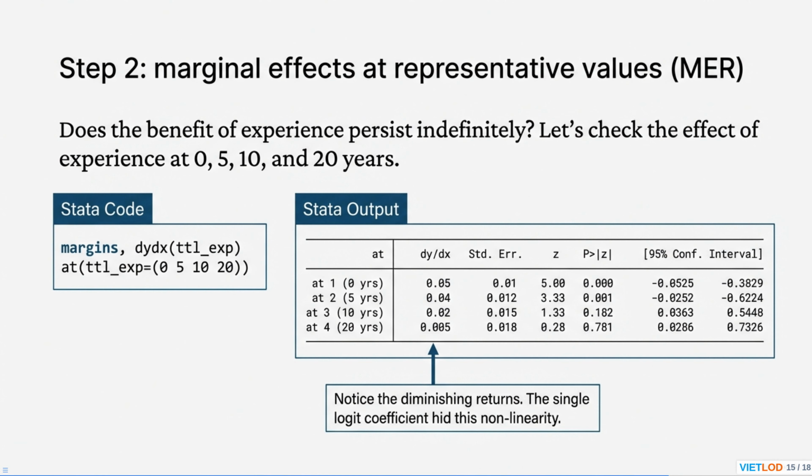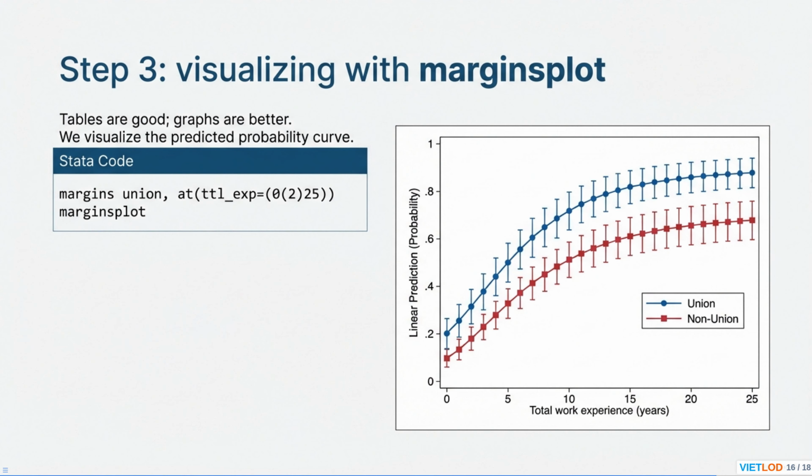An additional year of experience has a substantial effect early on. For instance, at 0 years of experience, it's associated with a 5 percentage point increase in the probability of being a high earner. However, this benefit significantly diminishes over time. By 20 years of experience, the marginal effect drops to a mere 0.5 percentage points, and it's no longer statistically significant. This crucial nonlinearity was completely masked by the single averaged logit coefficient from our initial regression.